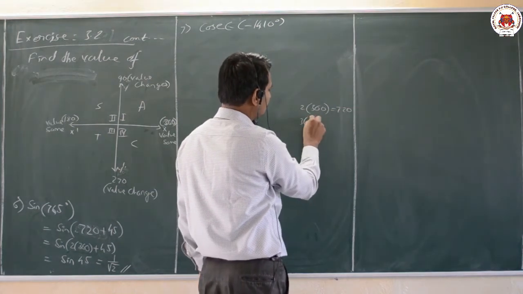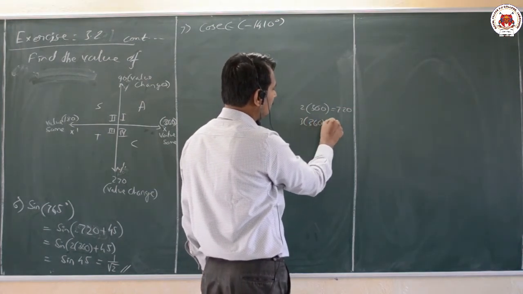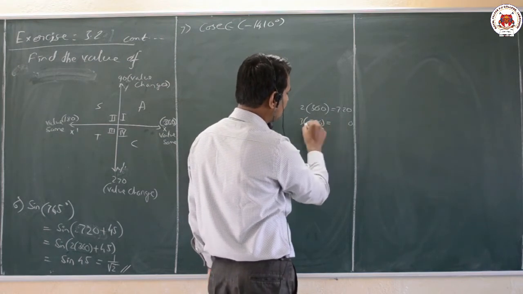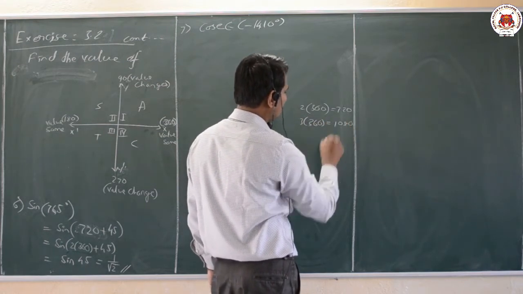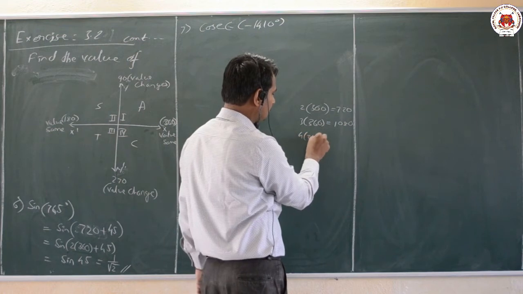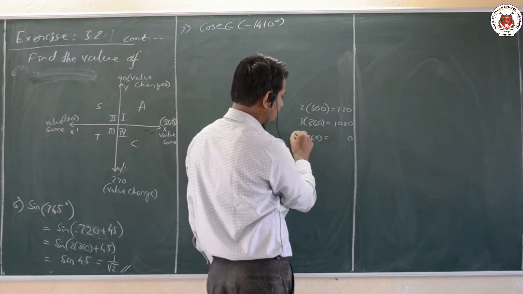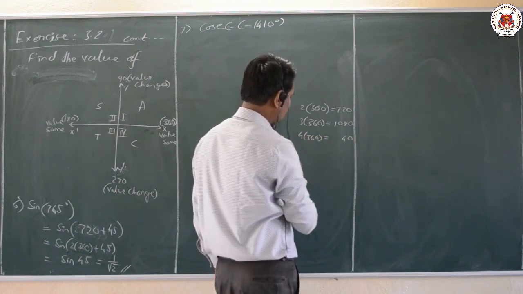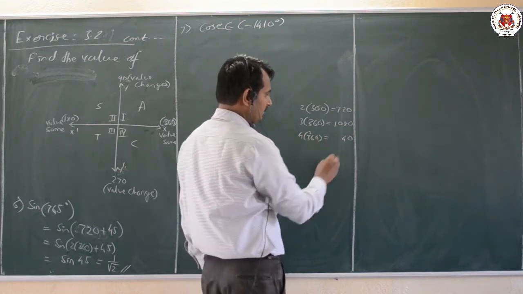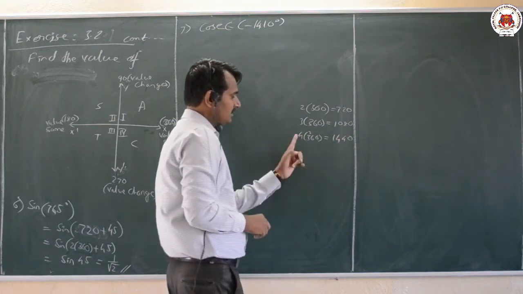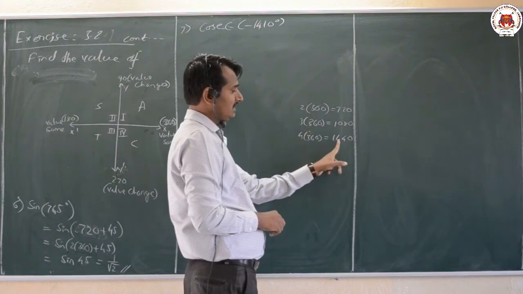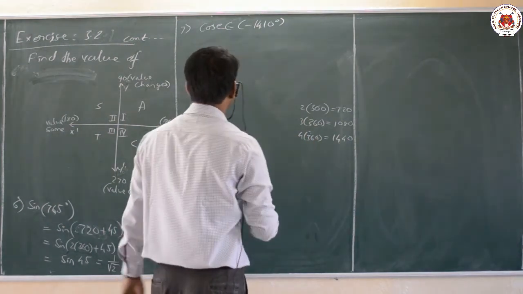Then 3 into 360, what is the value here? 0, then 18, that is 1080. Then 4 into 360, now what do we get here? 0, 6 4s are 24, 4 we get, 2, 4 3s are 12, 14, 1440. That means 4 into 360, what is it? 1440, that we shall make use of.